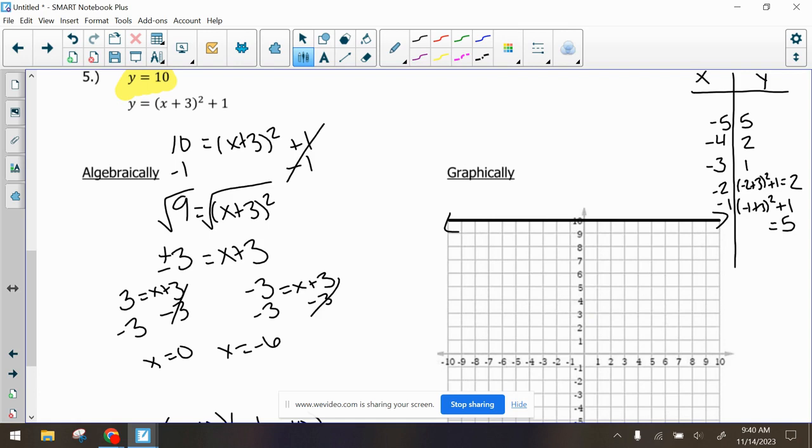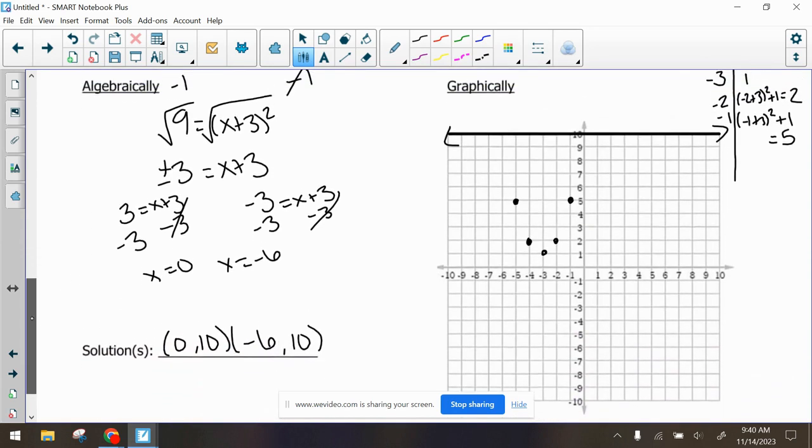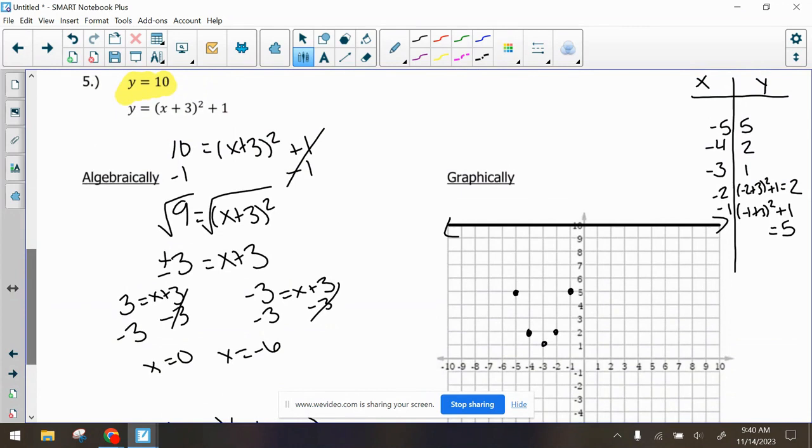So now I'm going to go ahead and graph this. So -5, 5, -4, 2, -3, 1, and so on. I notice that my quadratic is down here right now, but my arrows will continue to go upward. So to find the exact points where they intersect, which we already know where they should be, but assuming maybe I haven't done it algebraically already, I've got to be able to prove this graphically.